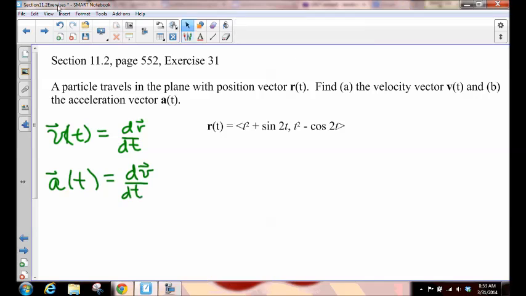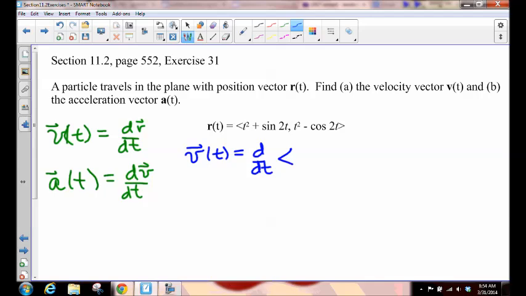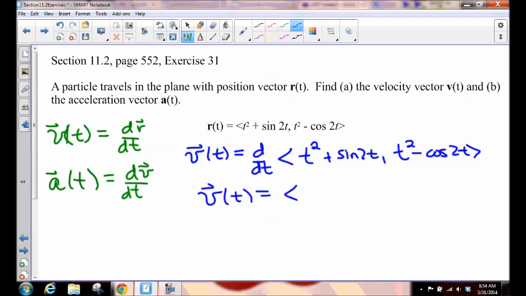We also need to remember that the x and y directions are independent of each other and do not affect each other. So we can basically just take the derivatives separately for each component. So v of t is going to be d by dt of the position vector. So we have our x term, which is t squared plus sine 2t, comma, our y component, which is t squared minus cosine 2t. And then I'm just going to take the derivative term by term.